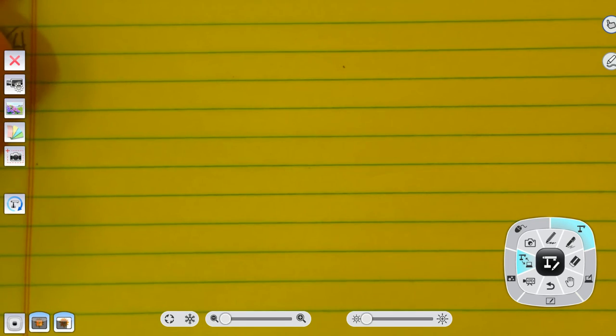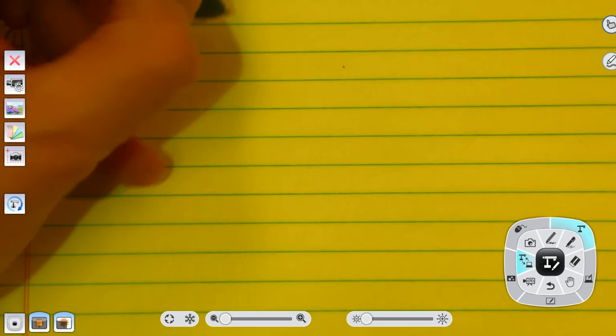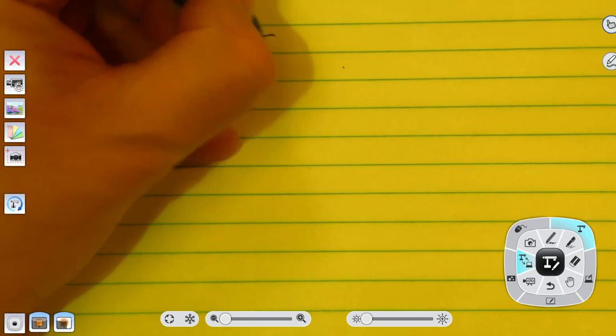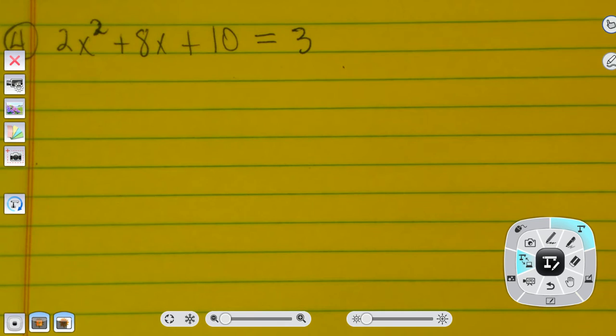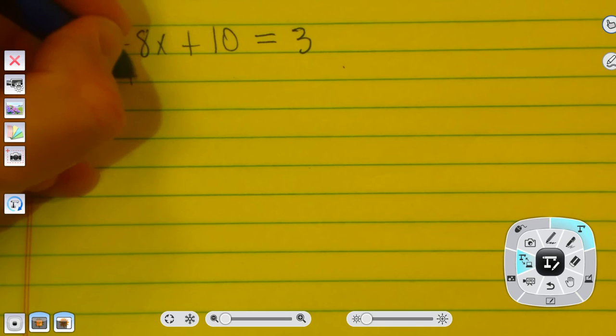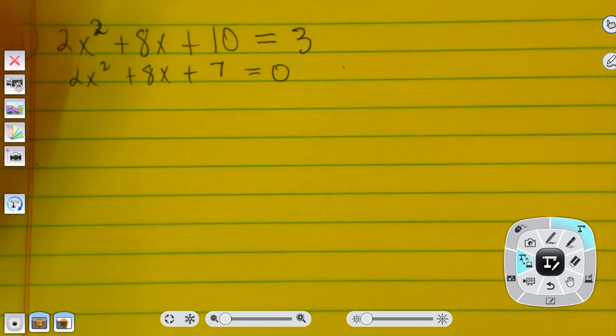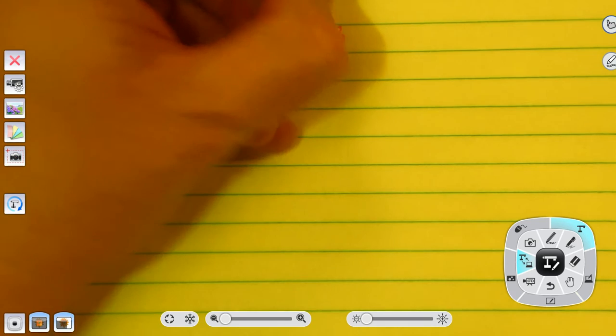Last problem is one that's going to be best to solve using the quadratic formula. It's 2x squared plus 8x plus 10 equals 3. Now we know in order for the quadratic formula to work, we've got to set equal to 0, so I've got to subtract 3 from both sides. So I need to rewrite it as 2x squared plus 8x plus 7 equals 0. Because remember, I subtracted 3. Minus 3 here, minus 3 here.